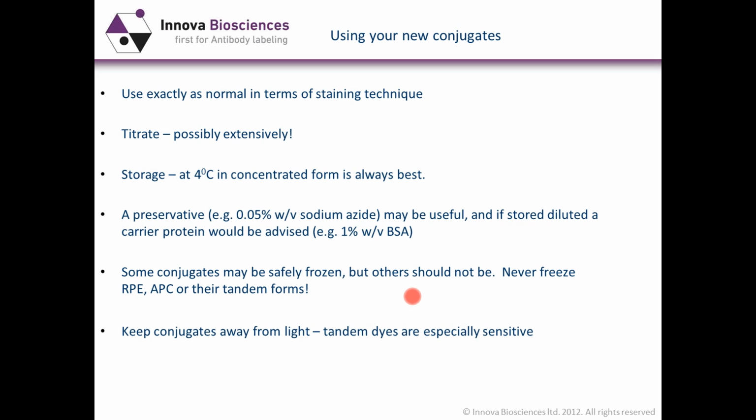It's possible to freeze some of the conjugates, but others should not be frozen. For instance, you should never freeze conjugates of phycoerythrin, allophycocyanin, or any of the tandem conjugates. If in doubt, it's best not to freeze a conjugate, but to keep it at 4 degrees. Fluorescent conjugates are best kept away from light. Tandem dyes are particularly sensitive to light.